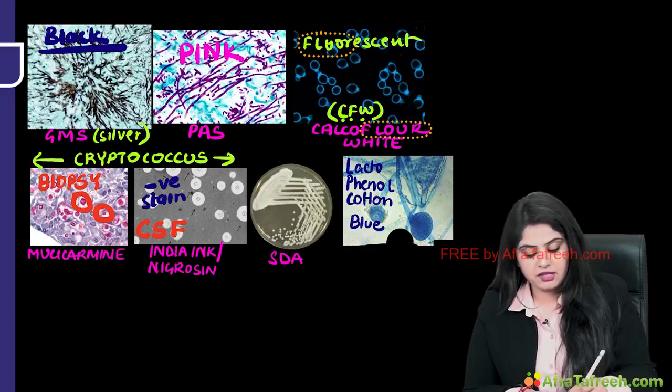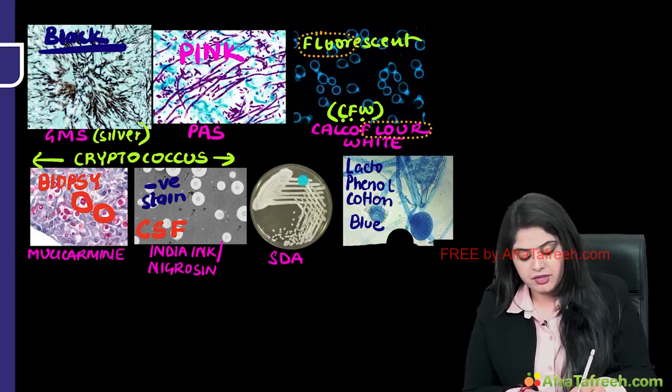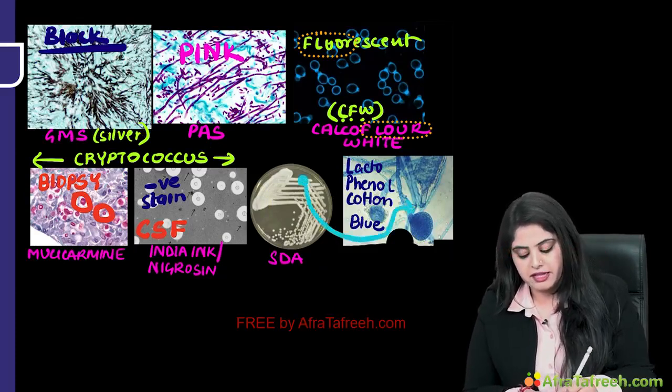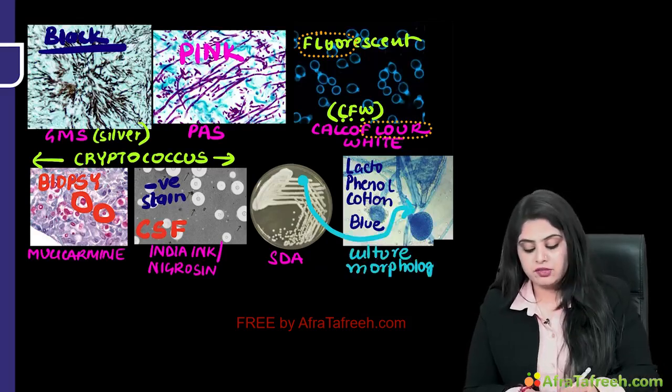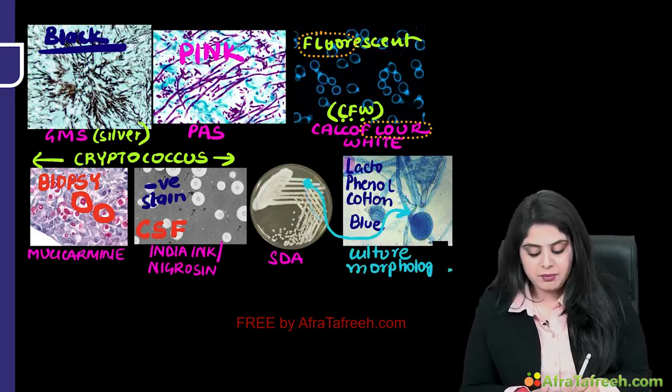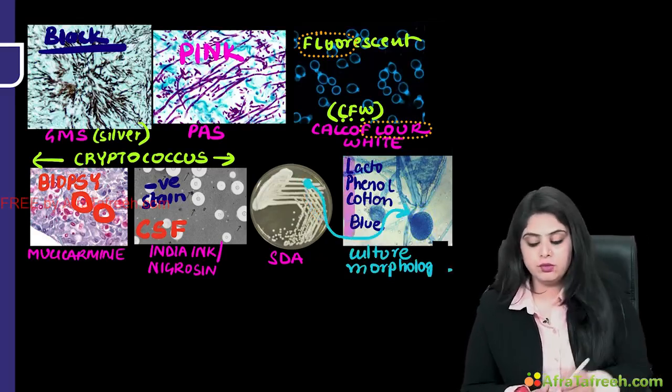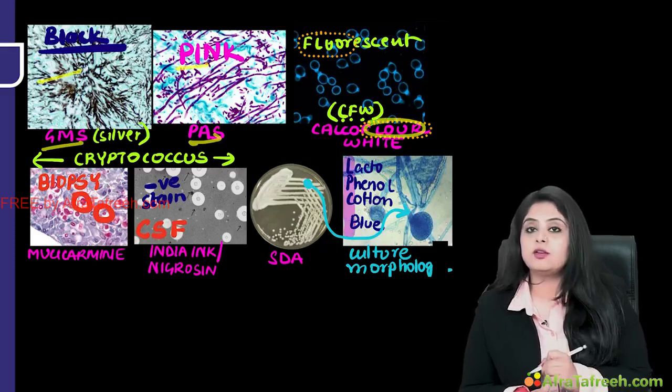And if from this culture I want to see something under the microscope, guys, I want to do a morphology study. What is the blue color stain that you use? LPCB, lactophenol cotton blue. So quickly, black color is GMS, pink color is PAS, fluorescent is calcofluor white.